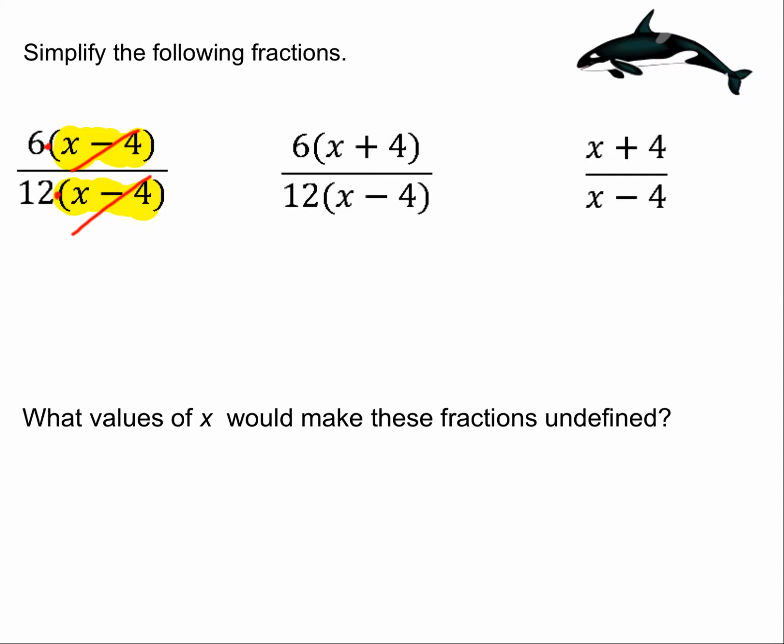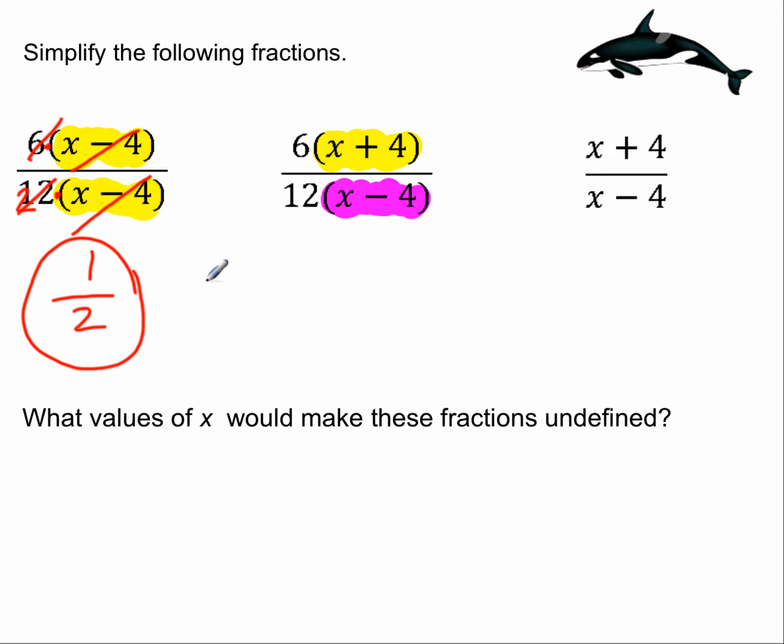If you look at this one, this yellow unit is actually different from this purple unit, because this one says x plus 4 and this one says x minus 4. So those actually cannot cancel out because they are not identical. I'm going to go back to my 6 and my 12. 6 and 12 can reduce. I've gotten rid of x minus 4 because that's basically just 1. 6 and 12 turn into 1 over 2. So my final reduced answer in this fraction is 1/2.